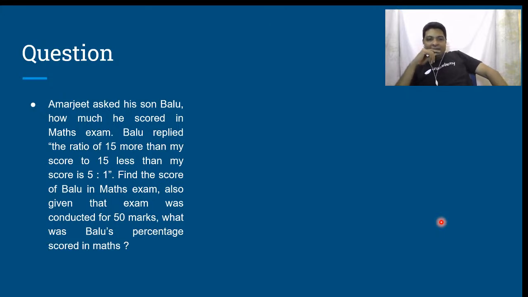If Balu's score in maths is x, then we get x plus 15 by x minus 15 is equal to 5 by 1, which is x plus 15 is 5 times of x minus 15. X plus 15 is equal to 5x minus 75. So 75 plus 15, which is 90, is equal to 4x. If 90 is equal to 4x, then x is equal to 22.5. Therefore, the score is 22.5.